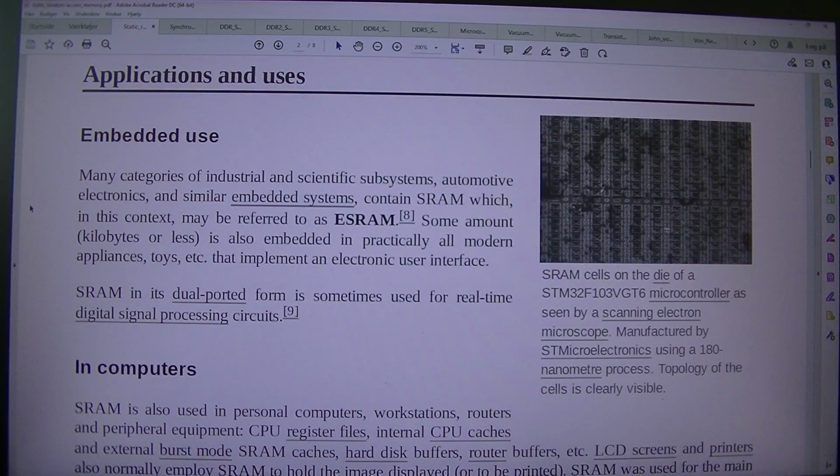Applications and uses. SRAM cells on the die of a STM32F103VGT6 microcontroller are seen by a scanning electron microscope. Manufactured by ST Microelectronics using a 180 nanometer process. Topology of the cells is clearly visible. Embedded use. Many categories of industrial and scientific subsystems, automotive electronics, and similar embedded systems, contain SRAM, which in this context may be referred to as SRAM. Some amount, kilobytes or less, is also embedded in practically all modern appliances, toys, etc. that implement an electronic user interface.